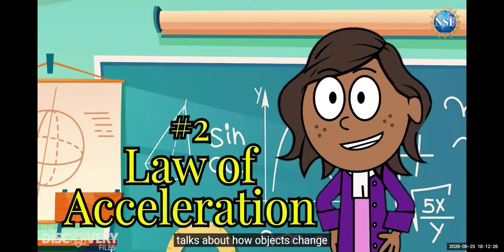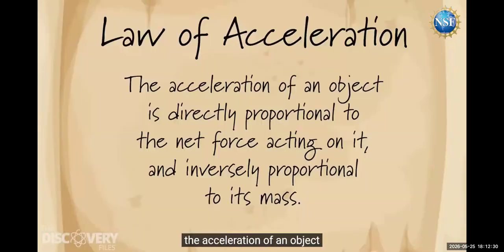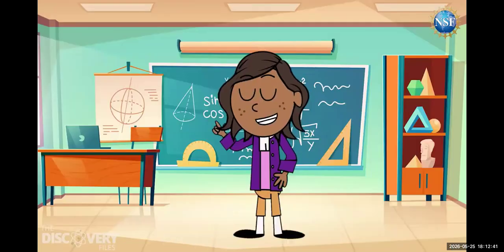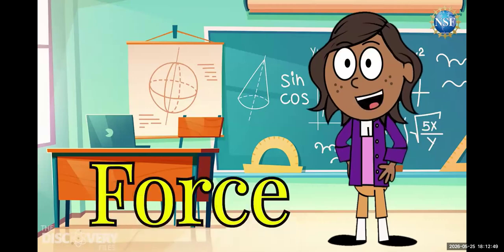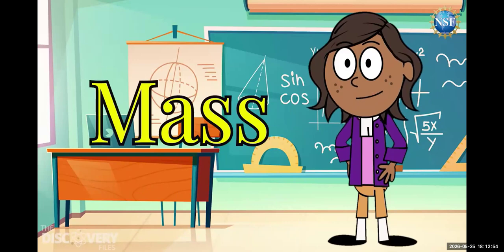Newton's second law talks about how objects change when a force acts on it. This law says the acceleration of an object is directly proportional to the net force acting on it and inversely proportional to its mass. Sounds pretty confusing, doesn't it? That just means the acceleration of an object, how quickly it starts moving or changes speed, depends on two things. First, how hard you push or pull, and second, how heavy the object is.